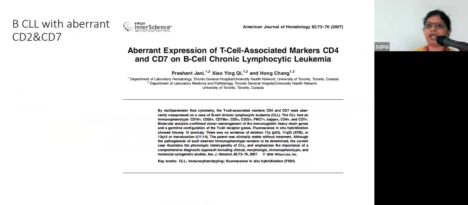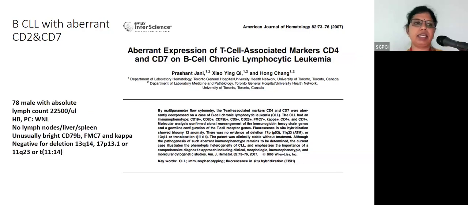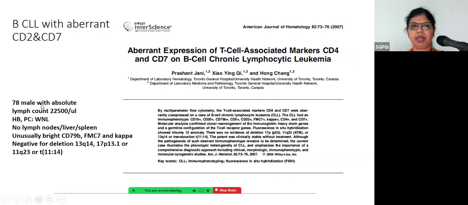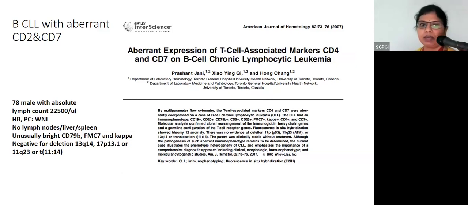Another case which we could find in the literature was of combined aberrant expression of CD4 and 7 on B-CLL. This was again a case of an elderly male, 78-year male. Again, the clinical presentation didn't have any significant abnormality, but the immunophenotype did show some unusual expressions in the form of bright CD79B, which we know usually CLLs are negative for. The case also had FMC7 and a bright kappa, and there was no abnormality detected in the FISH.